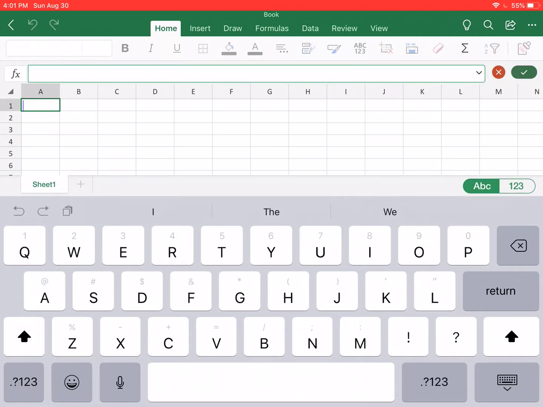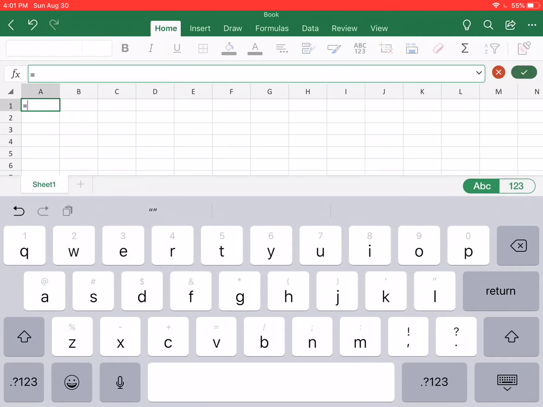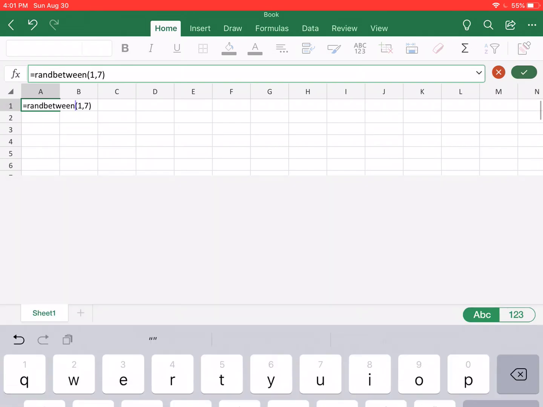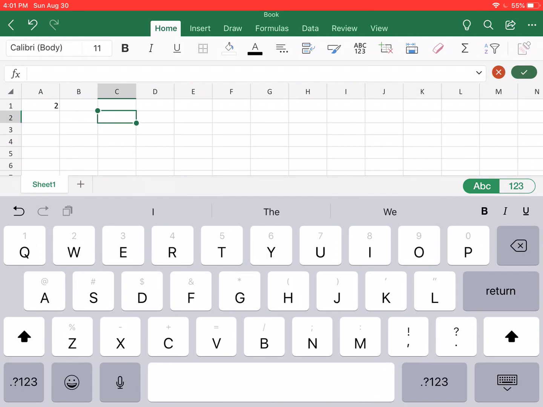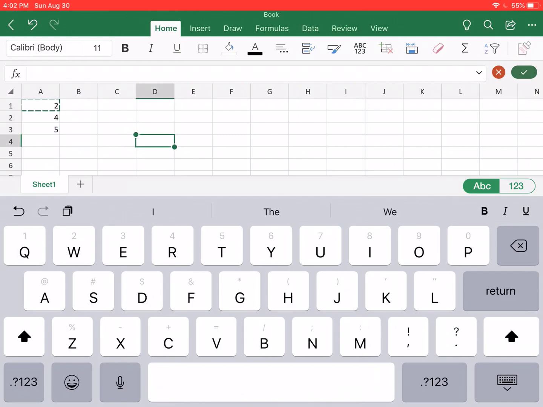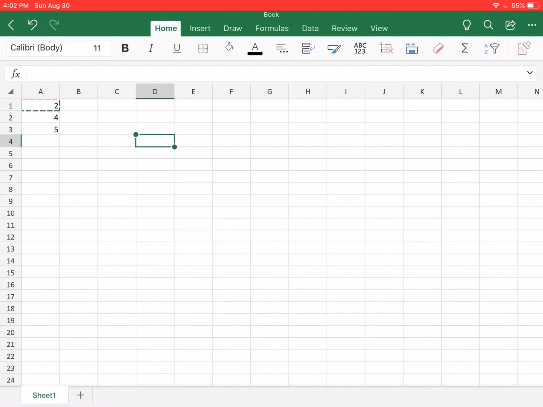Okay, so I can go ahead, equals random between 1 and 7. And you can see there it pops up with a number, but we want a sample of 3. So I'm going to go ahead and just get 3 of those. Okay, so we have 2, 4, and 5.